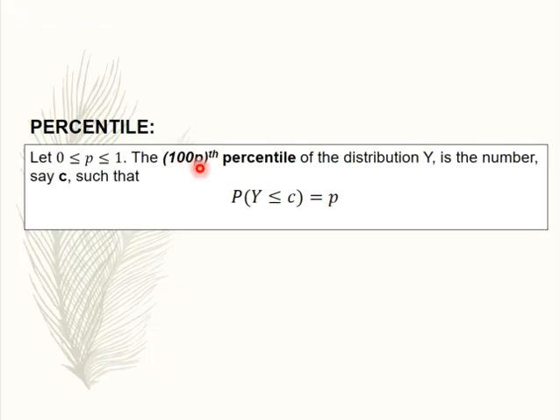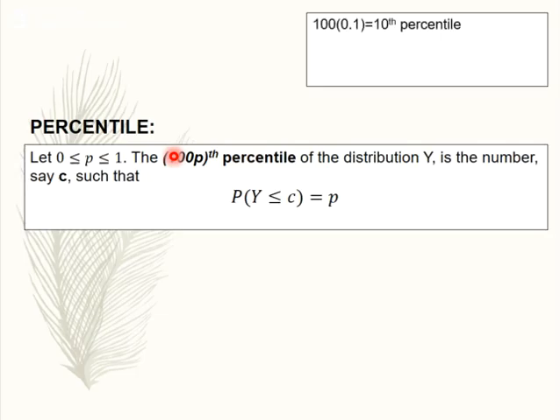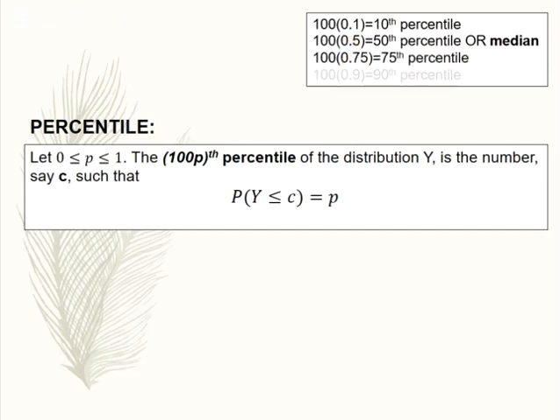Let's unpack this for a moment before we go any further. Consider this example here. If I said I have the 10th percentile, then using this notation, the 100 is fixed, and in this case p is going to be 0.1. In this second case, we have the 50th percentile, or the median, and p is going to be 0.5. Hopefully you're starting to see the pattern in all of these different cases.